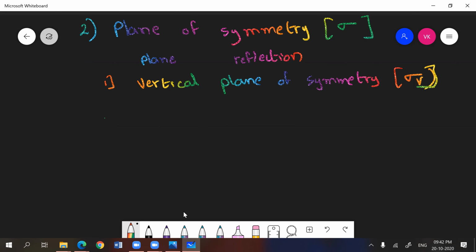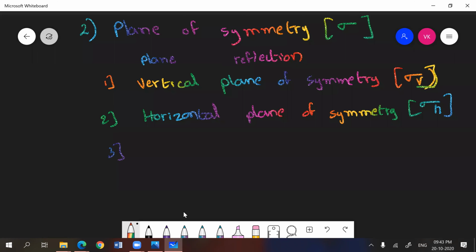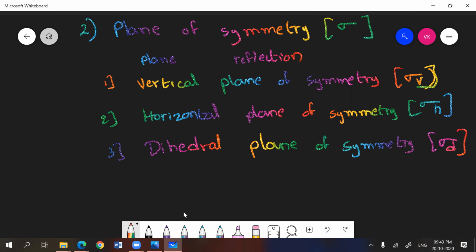Next is horizontal plane of symmetry, indicated with sigma H, H for horizontal, V for vertical, and dihedral plane of symmetry. Third one, dihedral plane of symmetry, is indicated with sigma D.